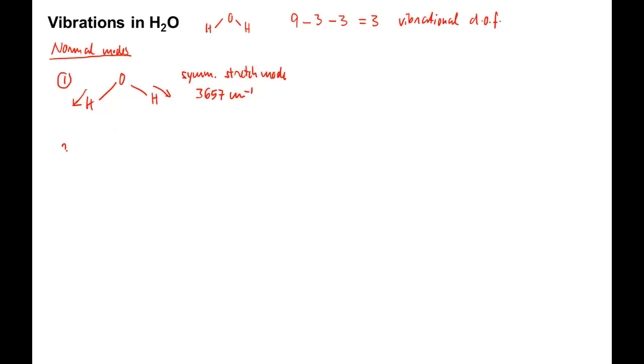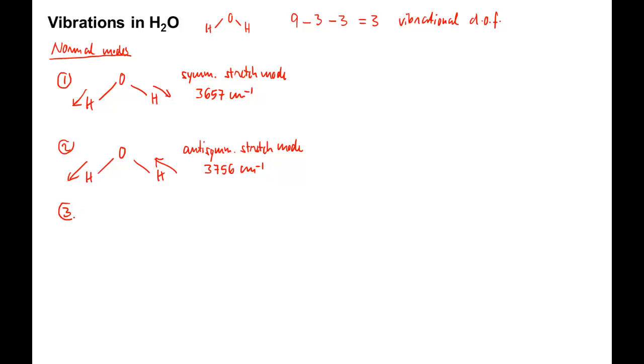The next mode also involves vibrations of the 2 OH bonds, but this time in opposite phase. So while one extends, the other contracts, and vice versa. This is called the anti-symmetric stretch mode. And it occurs at about 3,756 inverse centimeters. It is also not very intense.